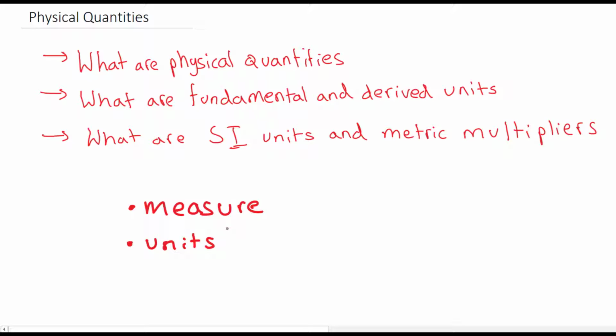So, for example, length would be meters or centimeters, or you can have thermodynamic temperature that would be in Kelvin or degrees Celsius, etc. So there are these physical things that you can measure, and these things have unique units.